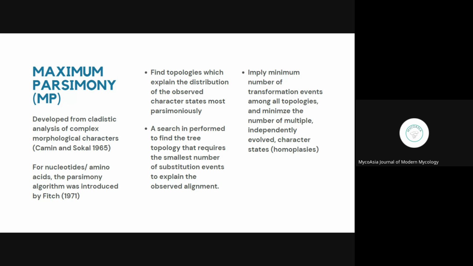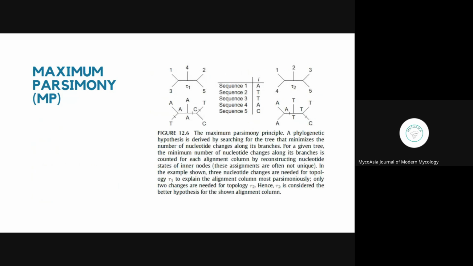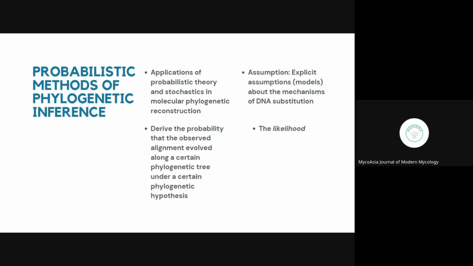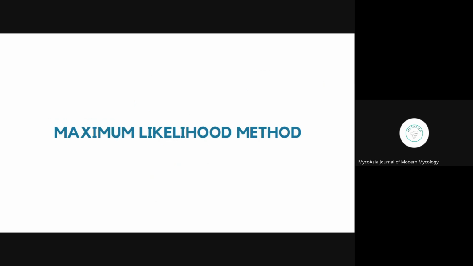Okay, but then how do you decide? Then you take the average actually. The program does that itself. Then you have what we call probabilistic methods of phylogenetic inference. Basically, here you involve lots of statistics and the assumption of models about the mechanisms of DNA substitution. For this, you need to understand evolutionary biology better actually.